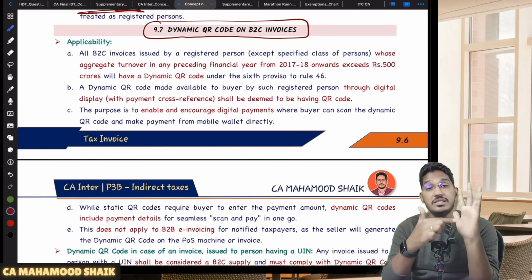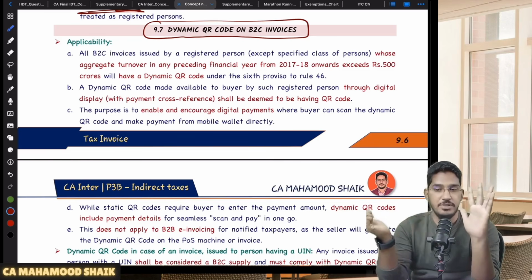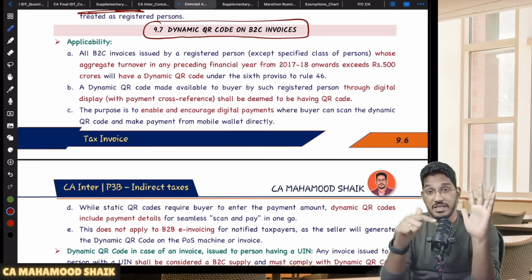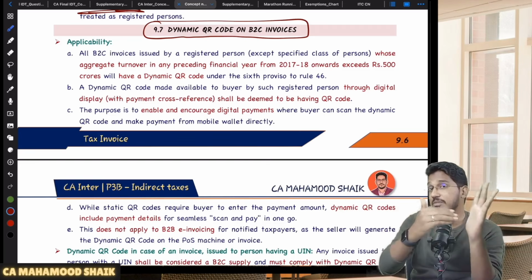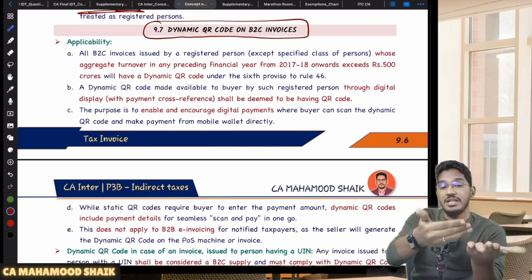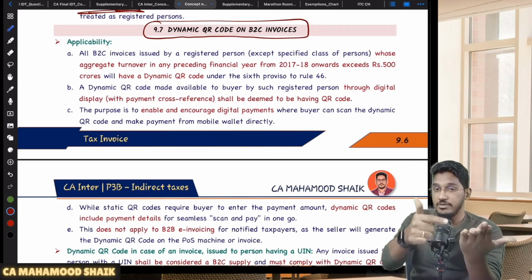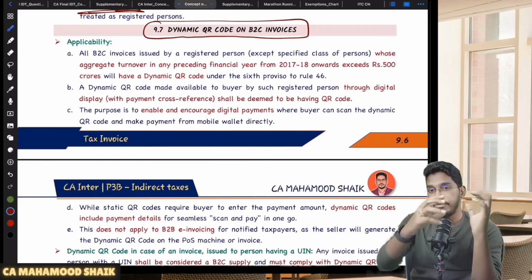That is what I call a dynamic QR code. Now the next person, if he comes to the counter and wants to make the payment, another customer wants to make the payment using UPI, the same QR code will not be shown to him. The employee at the counter will once again enter the amount and generate a fresh QR code.